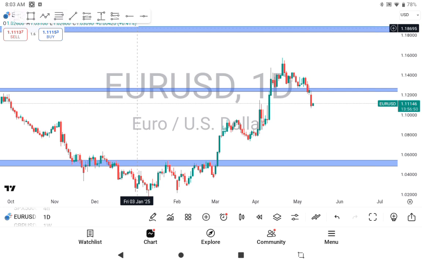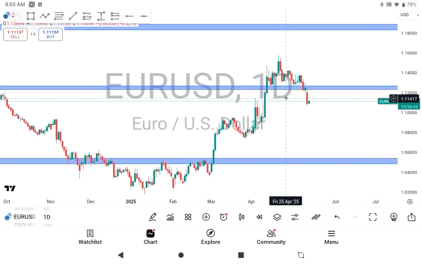Now, right in front of me, I have the Euro USD on the chart. So now let's analyze Euro USD, how Euro USD should play out for the market week.